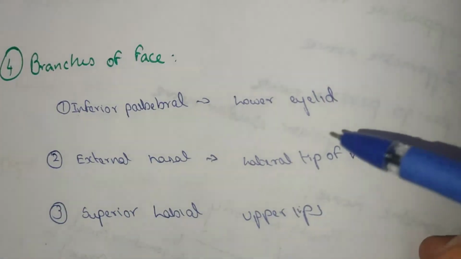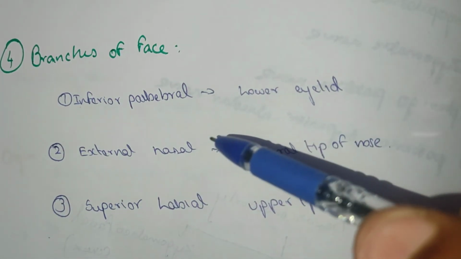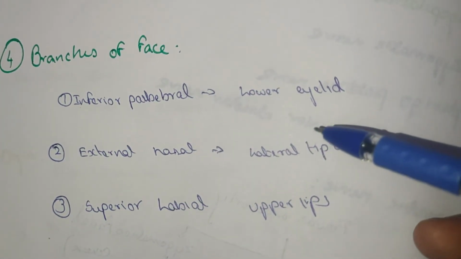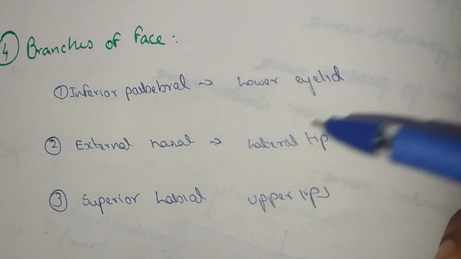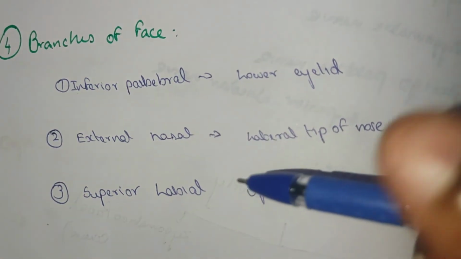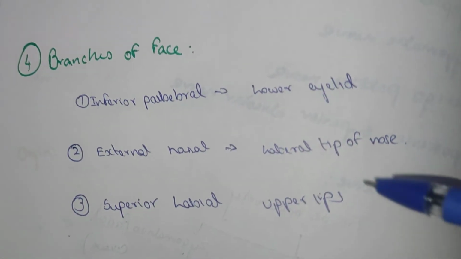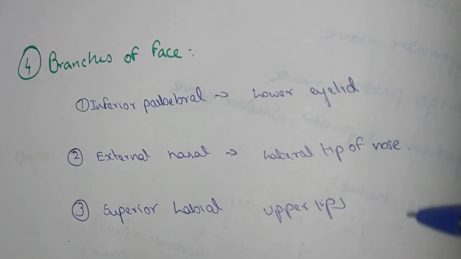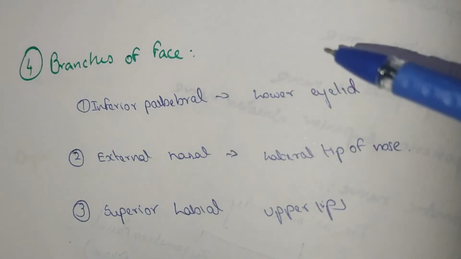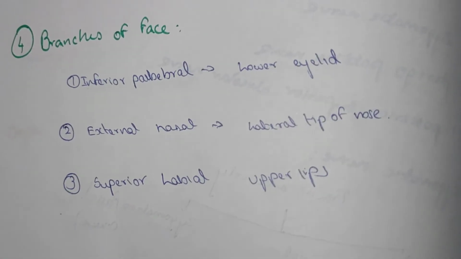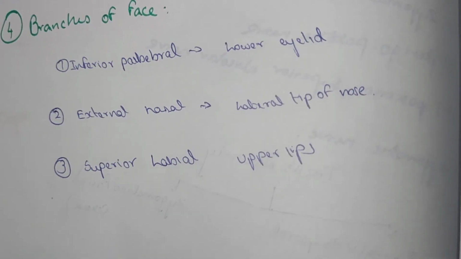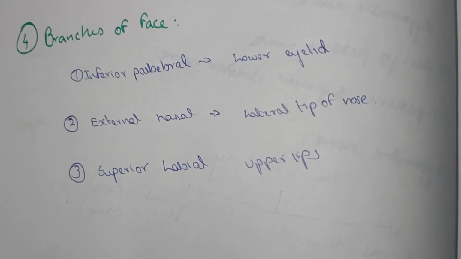The branches in the face are the inferior palpebral branch, which supplies the lower eyelid; the external nasal branch, which supplies the lateral tip of the nose; and the superior labial branch, which supplies the upper lip. These are the branches present in the face. These are the branches of the maxillary nerve, and we have seen the course and the introduction of the maxillary nerve in this video.